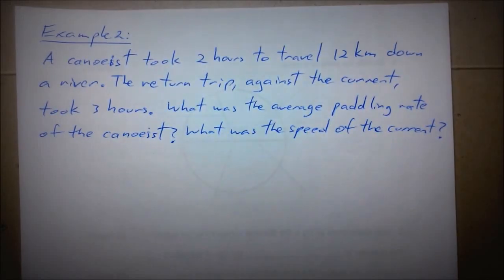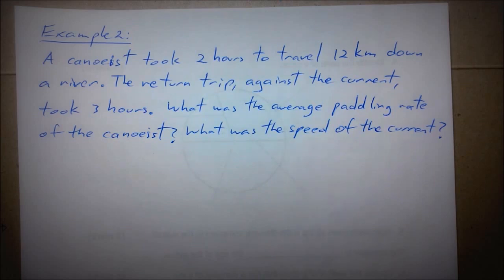Example 2. A canoeist took 2 hours to travel 12 kilometers down a river. The return trip against the current took 3 hours. What was the average paddling rate of the canoeist? What was the speed of the current?